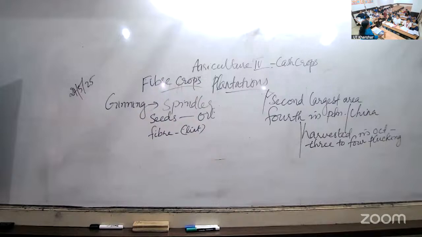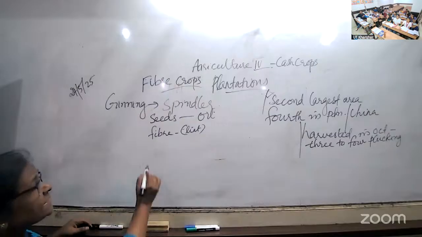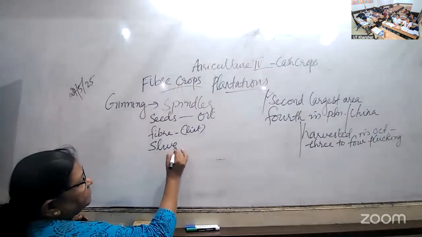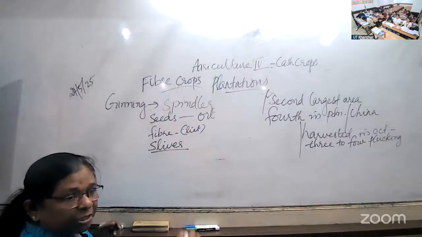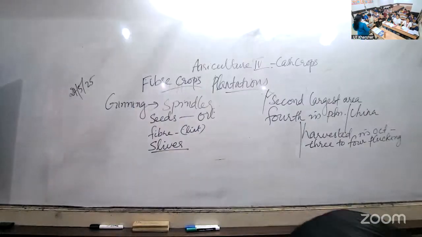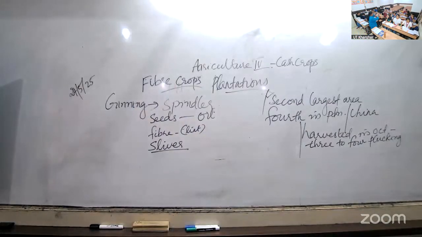Now, after that process, it will be washed, cleaned, and then raw material is produced. That is called sliver. Sliver is the material which is separated in the form of white. What is it called? Sliver.